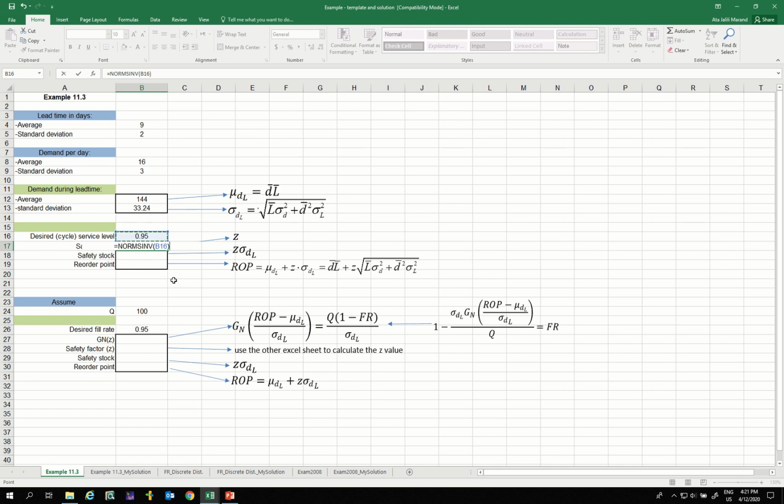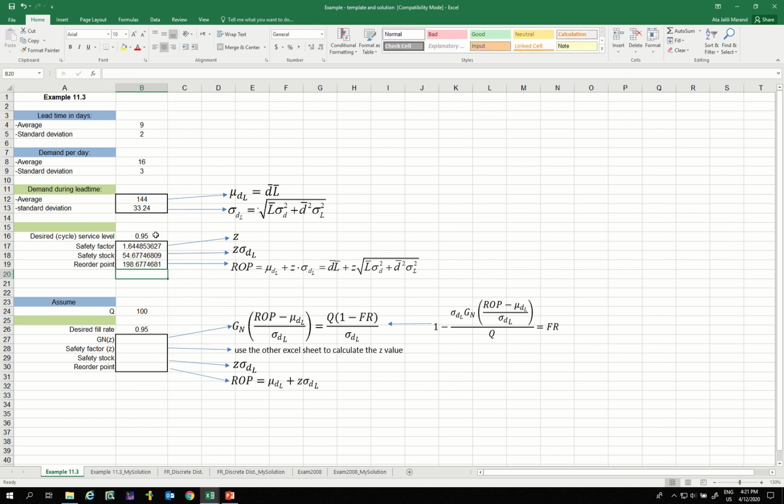So normal distribution, standard, and then inverse, right? It is a well-defined function in Excel. So now I have the safety factor. I can calculate the safety stock. Safety stock is safety factor multiplied by the standard deviation of demand during lead time. So I will get this number, and then to calculate the reorder point I need to add the average demand during lead time and the safety stock.